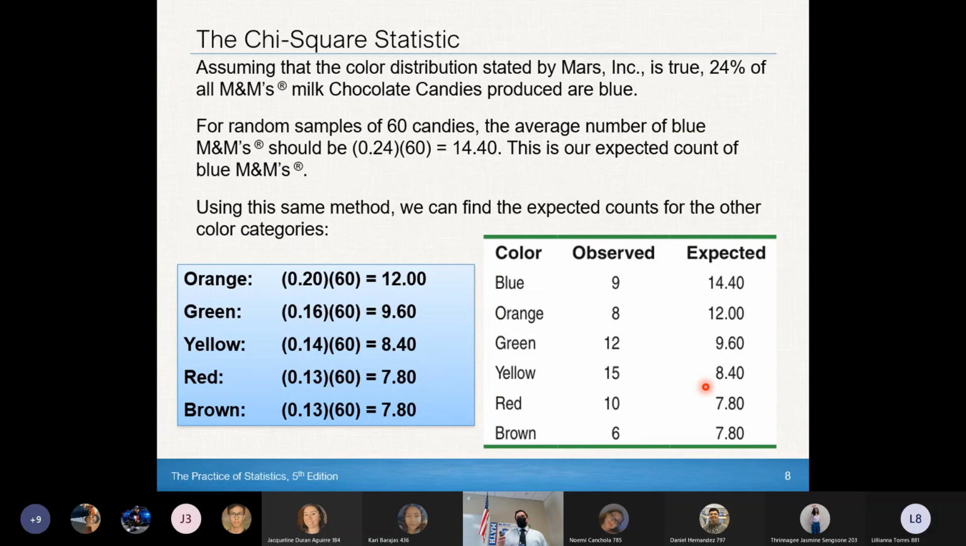When we compare this to what we observed, we see a difference just by looking at the observed versus the expected. 9 is not the same as 14.4, right? We have a difference that we can clearly see. This essentially says, okay, I can continue with this test because my preliminary look at this evidence says that there's probably a difference. Is there anything I can clarify about this screen?